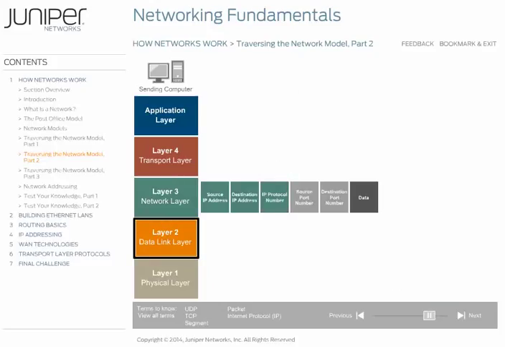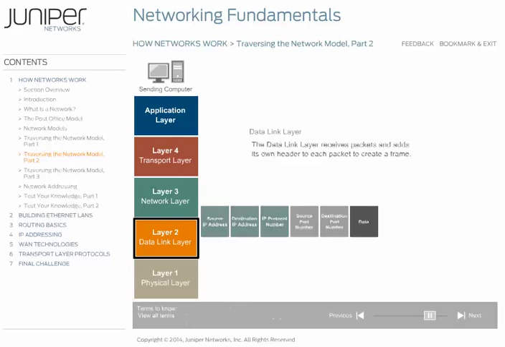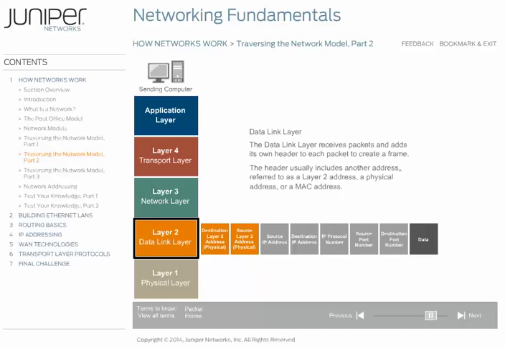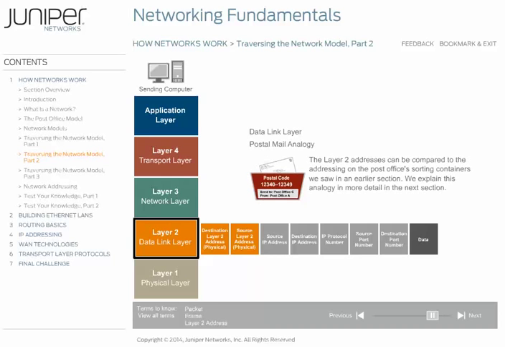The next layer down the stack is Layer 2, which in our 5-layer model is called the data link layer. Layer 2 receives the packet from the network layer and, like the layers above it, adds its own header to the packet to create a frame. The header usually includes another address, commonly referred to as a Layer 2 address, a physical address, or a media access control or MAC address. This address is different from the IP address or Layer 3 address added by the network layer. It can be compared to the addressing on the post office's sorting containers we saw in an earlier section. We explain this analogy in more detail in the next section.